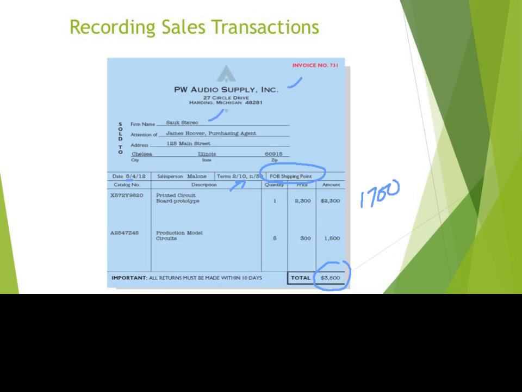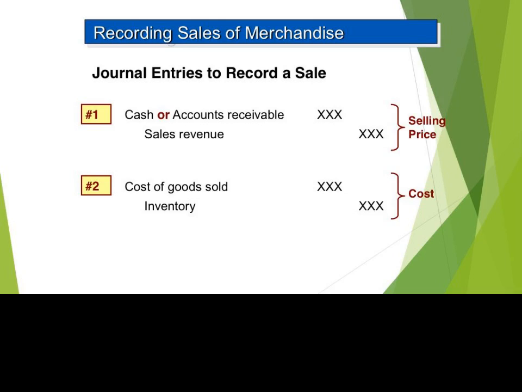So now we have to record the sales transaction. Well, when a merchandise company on a perpetual inventory system records a sale, it must record two separate journal entries. One, record the sale, and two, record the expense and reduce the inventory. So in this case, we sold on terms, so they're going to owe us. So it's debit accounts receivable, and it was $3,800.